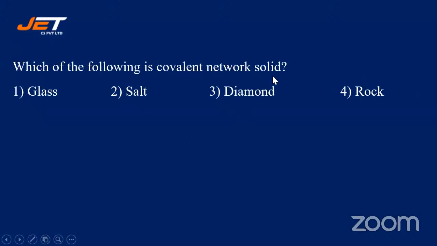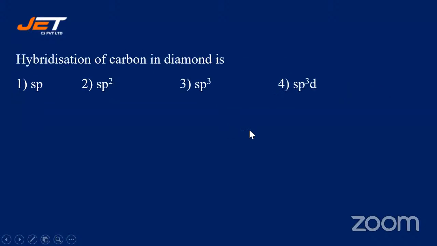Which of the following is covalent network solid? Yes, I'm getting different answers. Yes, we shall see. Yes, it is option 3, that is diamond. Let us move to the next one.